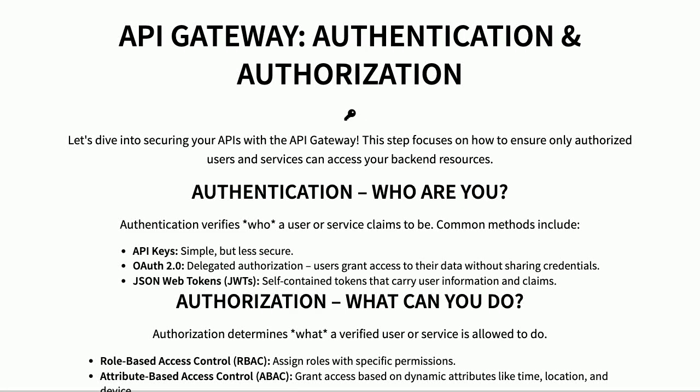We've reached the authentication and authorization stage. First, we need to verify who is trying to access our services. That's authentication. There are several ways to do this, from simple API keys to more robust methods like OAuth 2.0 and JWT. Once we know who they are, we move on to authorization, which asks the question, what can this person actually do? We use techniques like role-based access control and attribute-based access control to define those permissions.